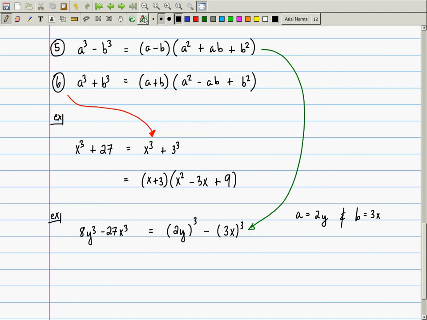Okay. So then, that being the case, we can say that this is 2y minus 3x multiplied by a squared, which will be 4y squared, plus ab, so plus 6xy, and then plus b squared, so plus 9x squared. So any question about this example? Any question about it? So the sums and differences of cubes.